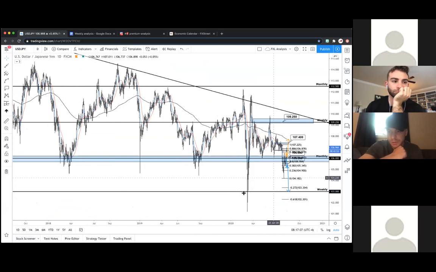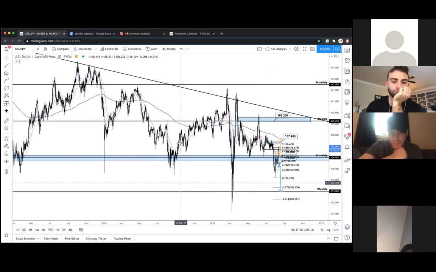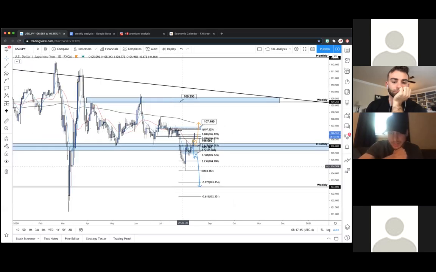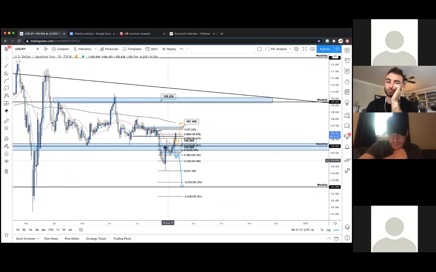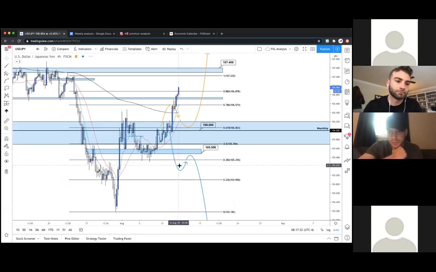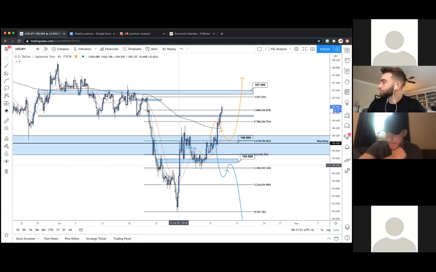Huge ascending triangle. Price action was squeezing. We had this range here, and then it finally broke this monthly, a clean break, and then was holding at the 61.8 there. But then it finally popped above it. So let's go to the 4 hour for a second, and I'll show you what I'm talking about.